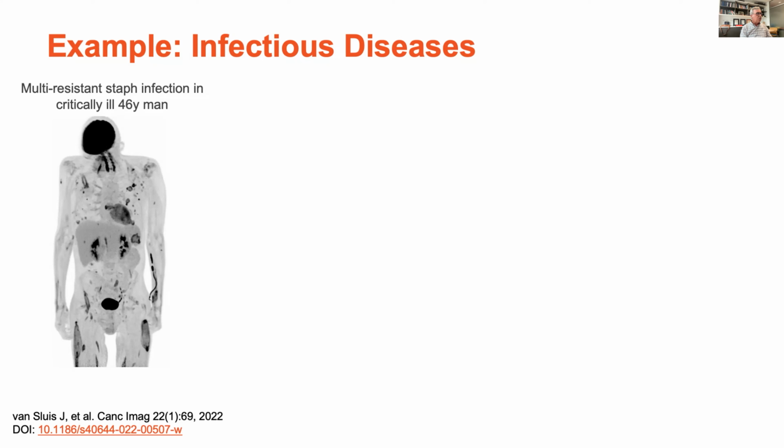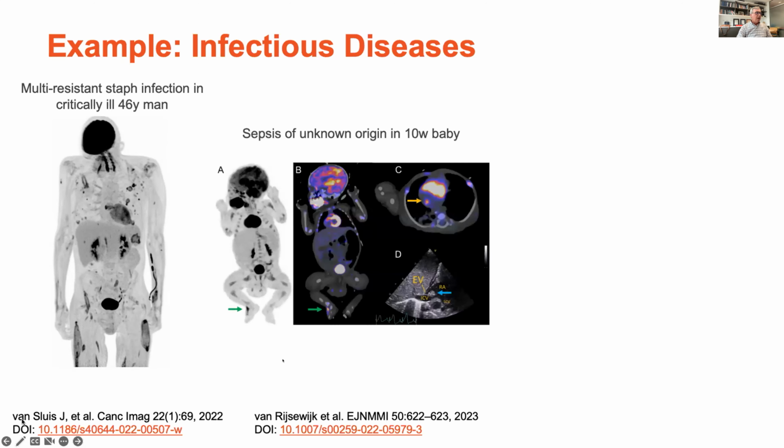And this is one of their published studies of a 46-year-old man, a critically ill man in ICU who had multi-resistant staph infection. And you can see from the images that there are multiple abscesses in the chest and the hips, as well as multiple other sites of infection in the lungs and elsewhere. And I just want to point out as well that this image was acquired in just 3 minutes. So this patient was brought down from ICU to the nuclear medicine department and was back in ICU within about 15 to 20 minutes.